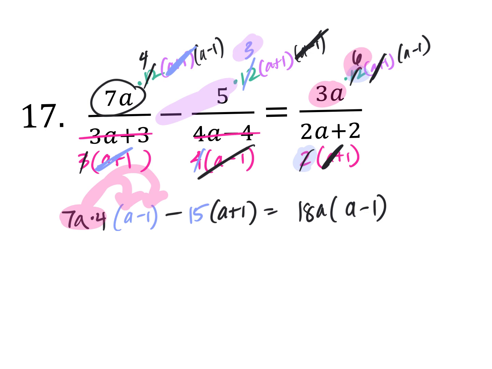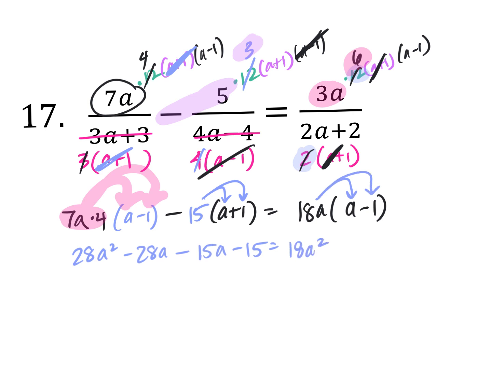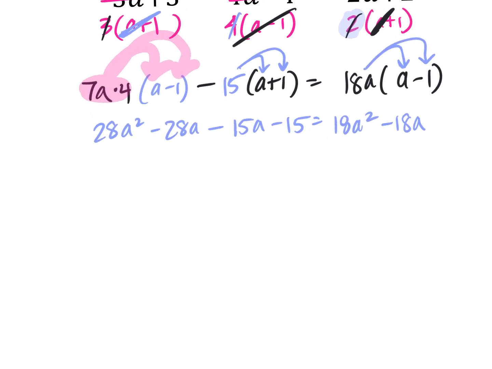28a squared minus 28a, yeah. Is that right? Minus 15a? Equals minus 18a squared, right? Minus 18a? Oh my gosh. What was I doing to you on a Friday? Sheesh. To Cooper's point, we now have some like terms.